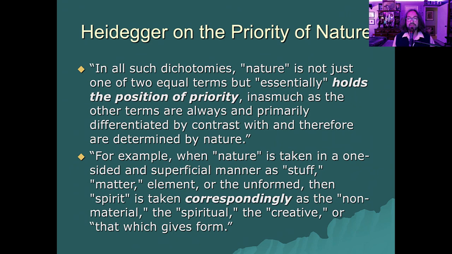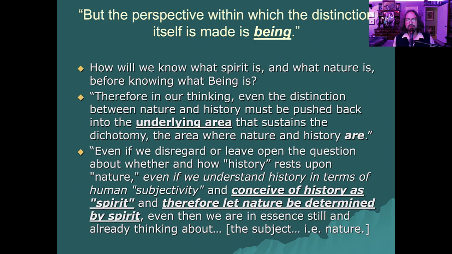For example, when nature is taken in a one-sided and superficial matter as stuff, or matter, materialism, elements, or the unformed, then spirit is taken correspondingly as the non-material, the spiritual, the creative, or that which gives form. First interesting question from Heidegger. And the second one, which flows from the first here, is how will we know what spirit is and what nature is when we don't know what being is? Note that nature seems to have a kind of priority, but this priority could very easily be reversed at the same time. Why not say the same and give spirit priority?